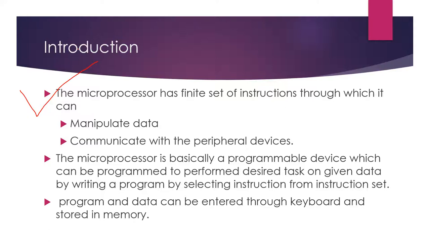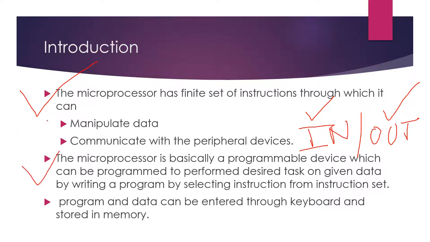The microprocessor has a finite set of instructions through which it can manipulate data. It can communicate with the peripheral devices. Let us say 8085 has two instructions, that is IN and OUT. This instruction is used to get input from the input device, and this instruction is used to give output to the output device. The microprocessor is basically a programmable device which can be programmed to perform a desired task on given data by writing a program by selecting instructions from the instruction set.